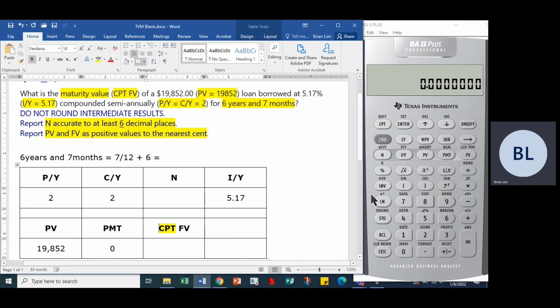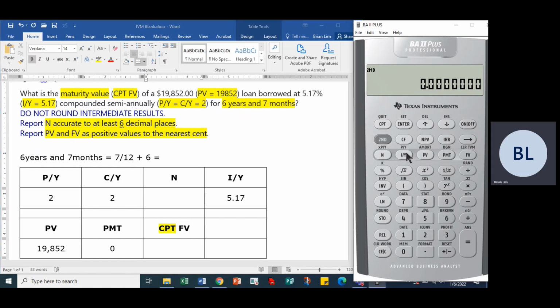Okay, so let's enter our numbers now. We go second IY. So PY is 2 already. The number is there. We don't need to enter it. You could, if you like, go 2 and enter, and that is also the value for CY. And to come out of there, we go second CPT. That means we quit that menu there, and then we come to N.